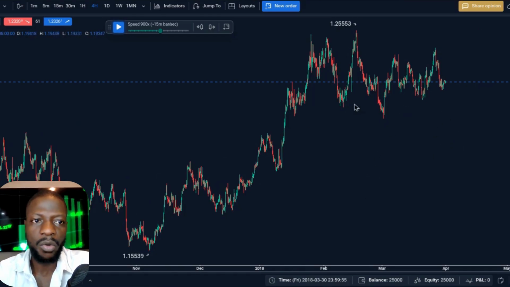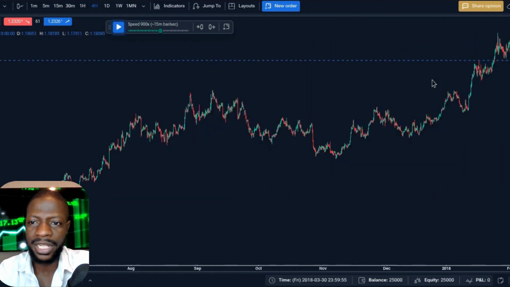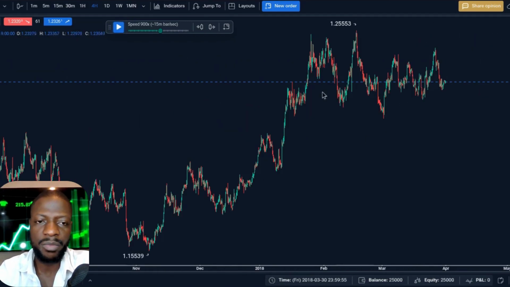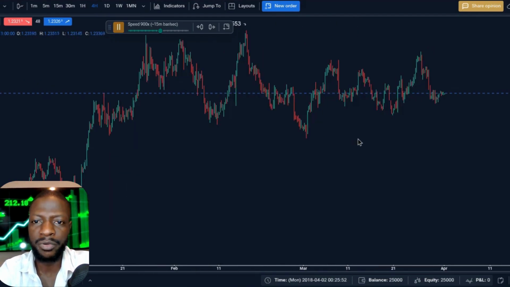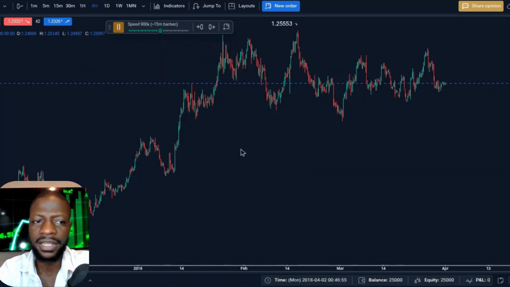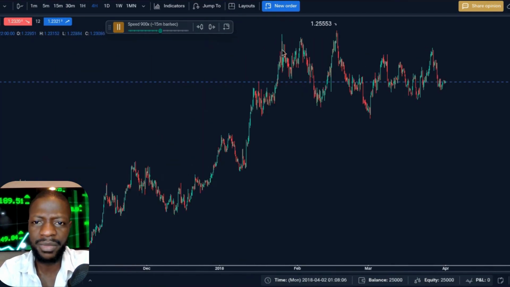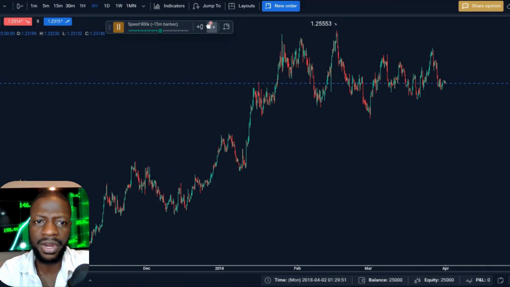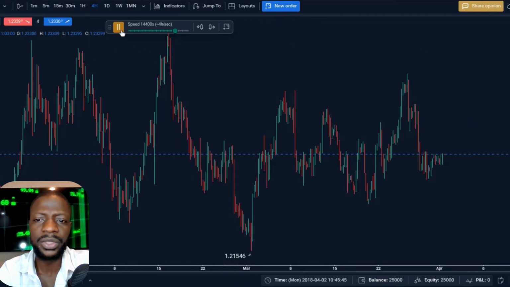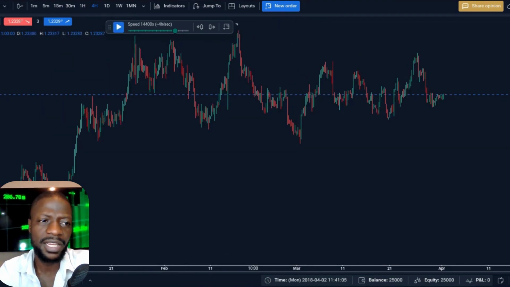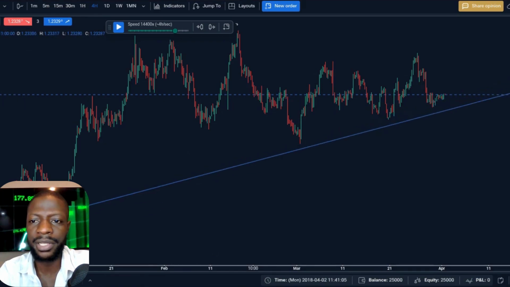So on the 4-hour time frame, we're able to see that Euro USD seems to be pushing to the upside. So let's play price. We're seeing it push price to the upside. Why? Because the market is forming higher highs, higher lows, higher highs, higher lows, right? So you can speed up the price right here. Like I've said, the market seems to be going to the upside. We are seeing a bullish scenario.